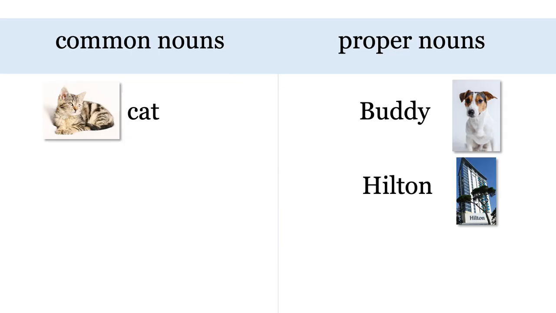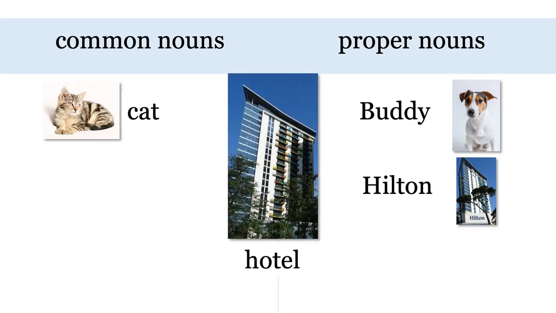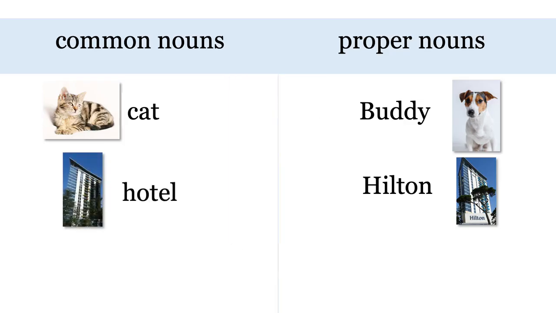Hilton is a proper noun. Hilton is the name of the building or the hotel chain, so it has that capital letter. Hotel is a common noun. We don't know the name of the hotel, so we don't use the capital letter.